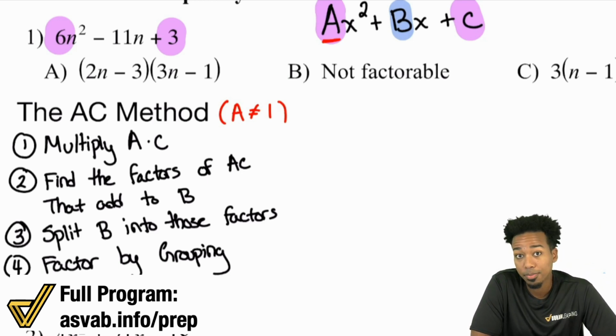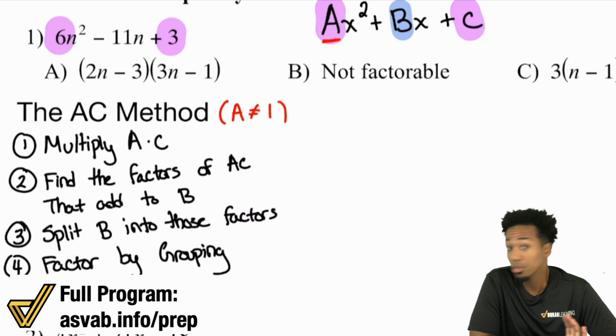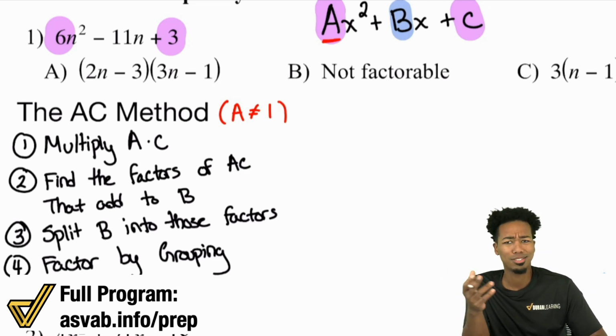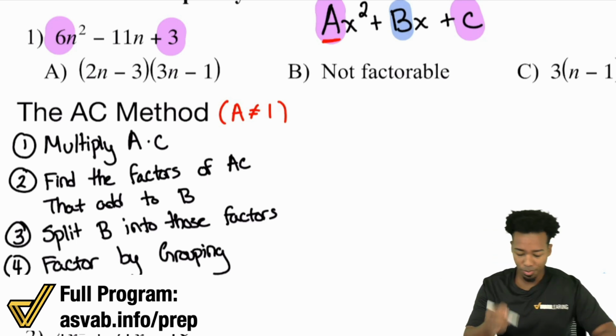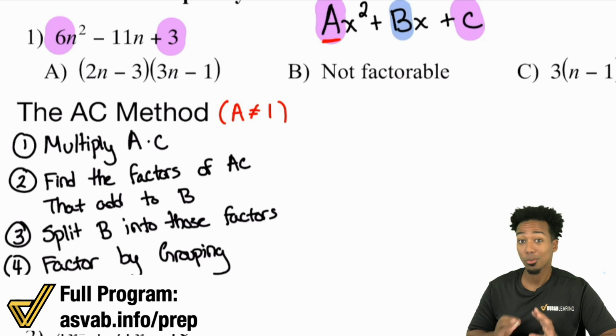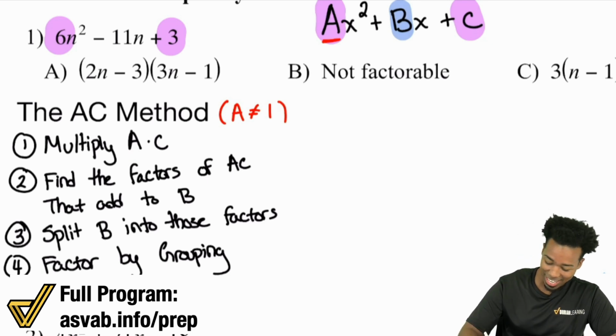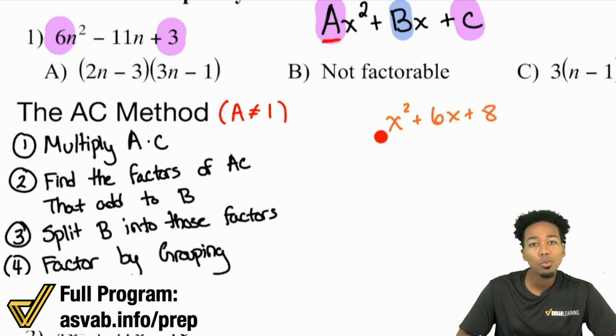But again, here we go, my math party people. Let's have some fun. And if you didn't know, you could also apply the AC method when A is 1. You could. It's just a longer way of doing it. And 1 times anything is just going to be that anything. So again, before I continue, remember this: multiply A times C. If we're looking at a regular trinomial, like let's say x squared plus 6x plus 8, what's A? It's 1.